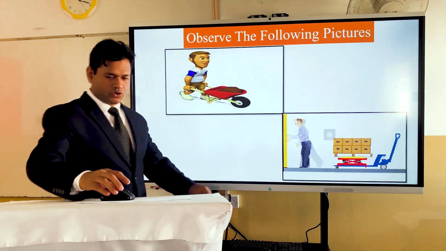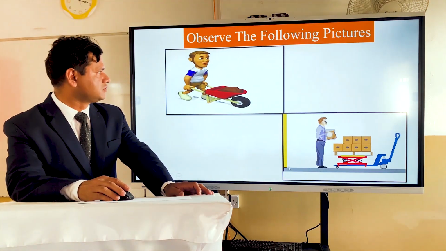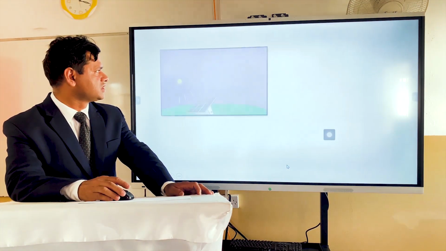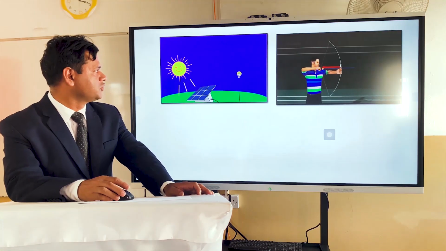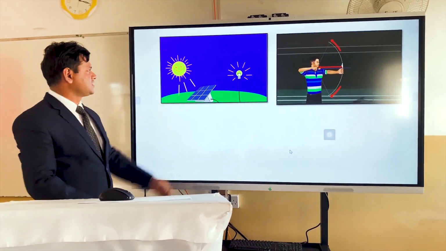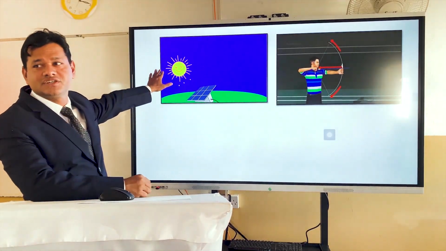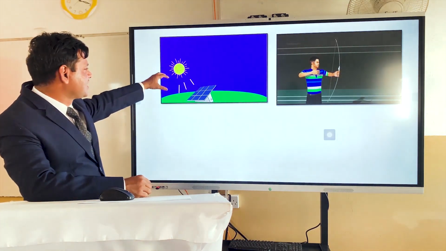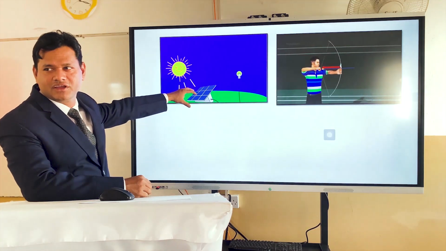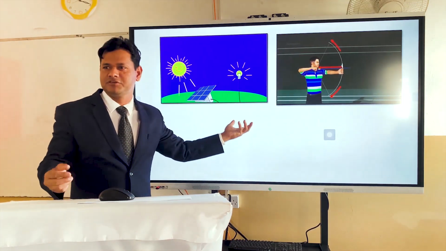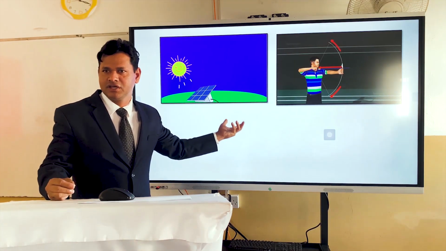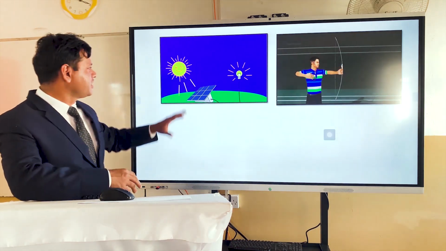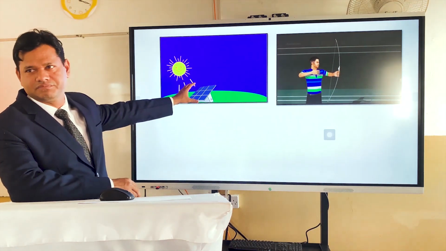Okay, for you, we have also two more pictures. Look at here. See the first picture. This is the sun, and from the sun, we are getting sunlight. And sunlight is falling on the solar panel, and we are getting electricity. Very simple, yes, students? That means here, we are getting different forms of energy.